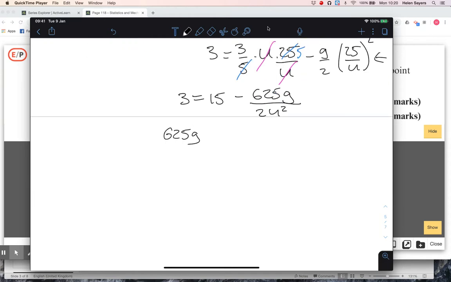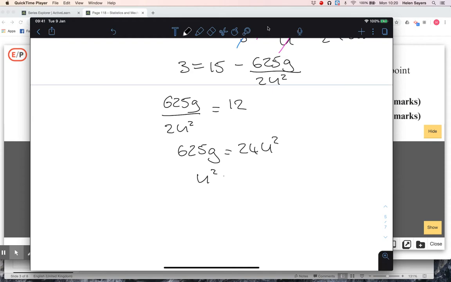So 625G over 2U squared. So I'm adding that over to the left, and then I'm going to minus the 3 from the 12. So 625G, if I multiply up by the 2U squared, so U squared is 625, so I'm going to put in 9.8 for G. So 625 times 9.8 divided by 24 is giving me U squared of 6125 over 24. So yeah, I think if I'm square rooting, there's probably not a lot of point of leaving it in terms of G. So that is giving me 15.975.